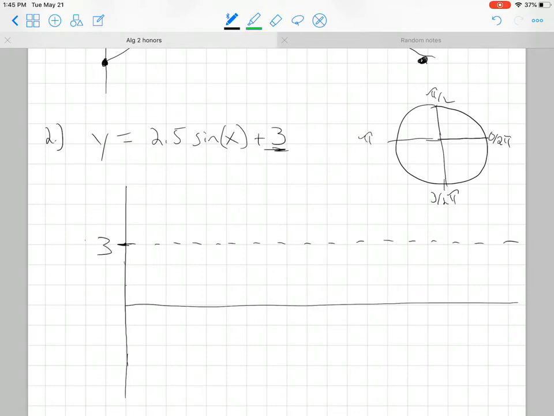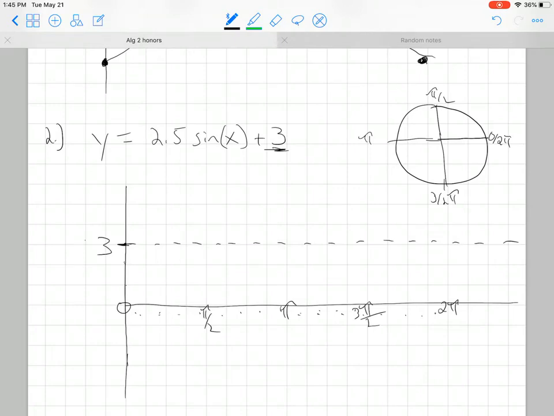Okay? So let's see here, and let me put in my spots. So we have 0, 1, 2, 3, 4, 5, 6, 7, 8. Pi, 1, 2, 3, 4, 5, 6, 7, 8. There's 2 pi, 1, 2, 3, 4. There's 3/2 pi, 1, 2, 3, 4. There's pi over 2. So I have all the spaces that I need.